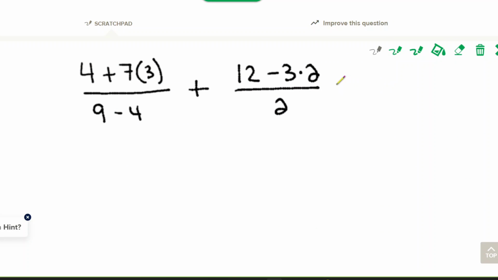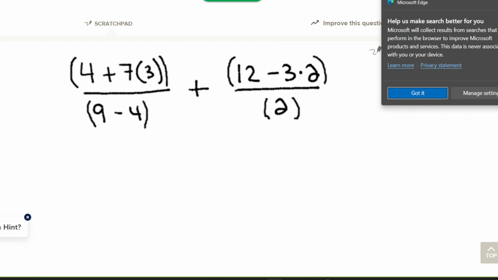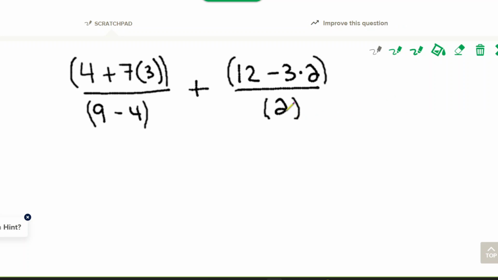Good. All right, so as I was saying, treat fraction bars as if they were grouping symbols. This is just like having parentheses around this numerator and around this denominator. Same thing for this other fraction bar. It's like having parentheses around the numerator and around the denominator. Now the denominator is just the number 2, so there's really no need for the parentheses around it. But the other stuff we do need to simplify, following the order of operations.